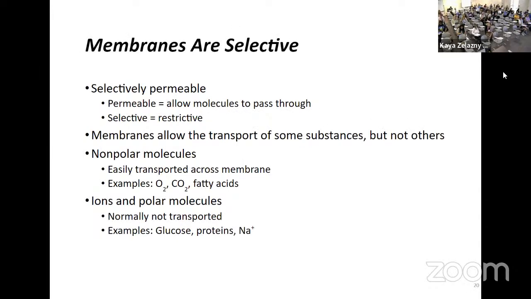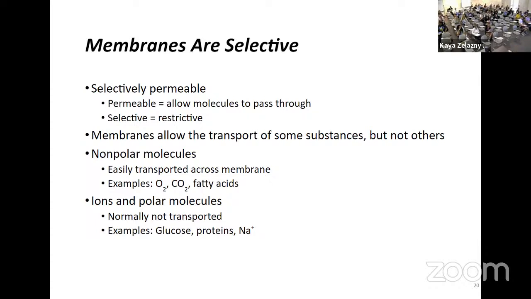So we refer to membranes as selectively permeable. What this means is that they are restricting what crosses and when. This has to do with that control piece. Permeable, permeate, just means that something can cross. So if we say a membrane is permeable to water, we mean that water can cross that membrane.